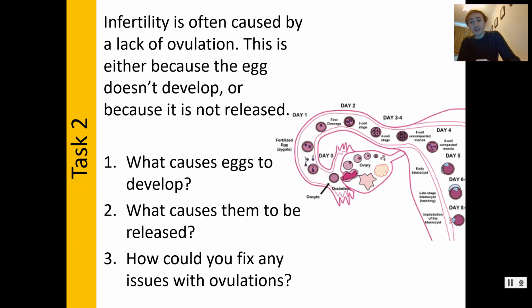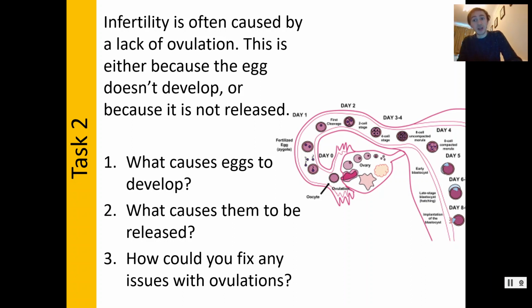So, what causes eggs to develop? Hopefully you all remember from our menstrual cycle topic that there is a hormone called FSH, which is used to make eggs mature, is perhaps a better word, and it's released by the pituitary, hits the ovaries, and it causes the egg to develop.